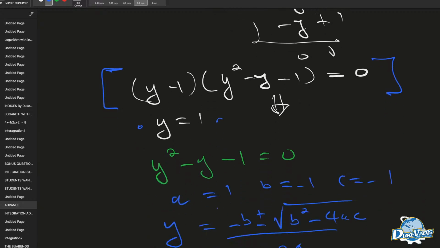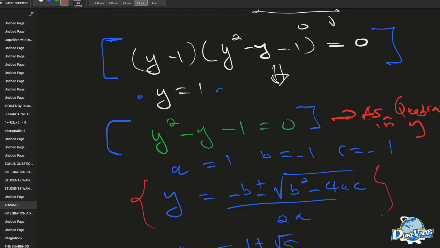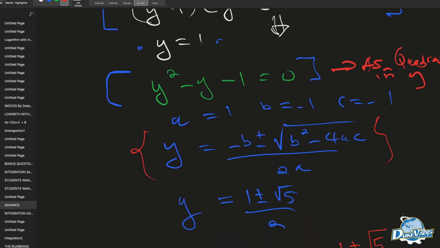Now, our concentration has to be on this: y squared minus y minus 1 equals 0. It's a quadratic. Look at it. It is a quadratic in y.